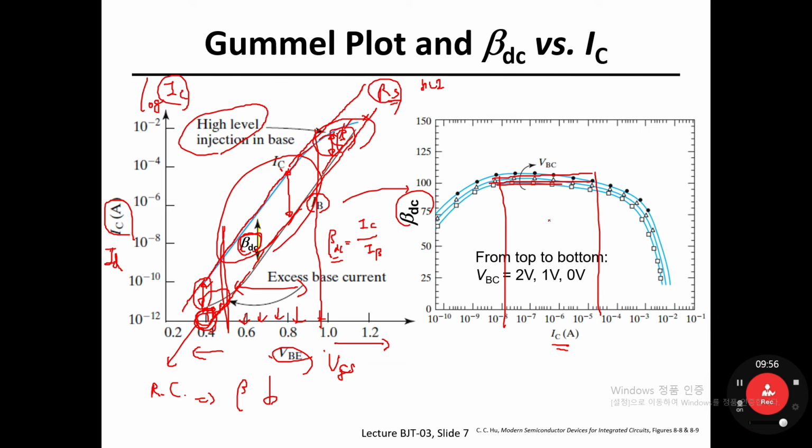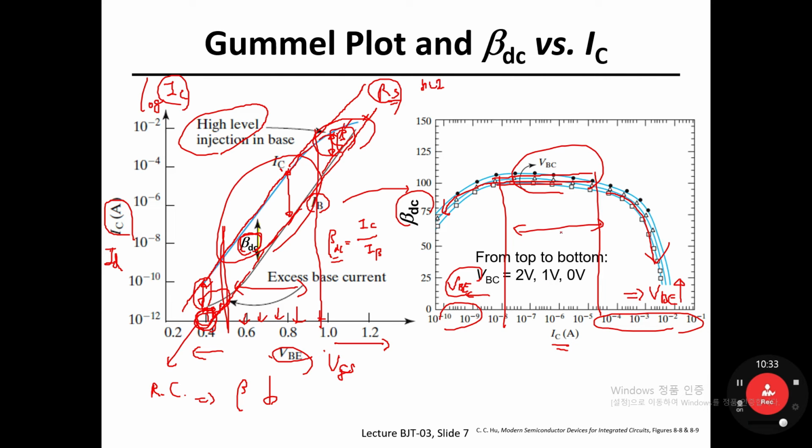Okay, so at very high VBE, your output current is also very high, and your beta value has been decreased. And at very low VBE, low input voltage, your output current should definitely be very low correspondingly. So your beta has also degraded. So there would be the sweet spot, I mean the optimal operational window for your BJT.